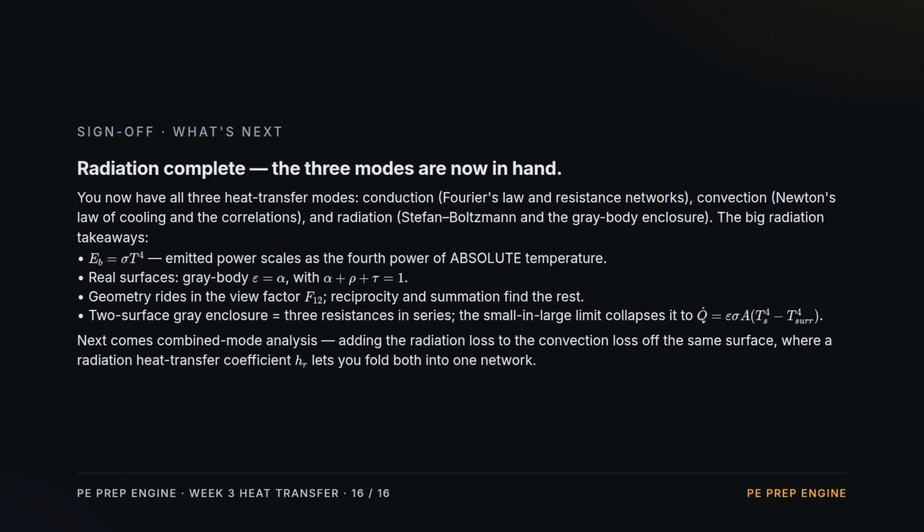Radiation complete. You now have all 3 heat transfer modes: conduction, convection, and now radiation with Stefan-Boltzmann and the gray body enclosure. The takeaways: emitted power scales as the fourth power of absolute temperature. Real surfaces are gray, and emissivity equal to absorptivity, with alpha plus rho plus tau equals 1. Geometry rides in the view factor, and the 2 surface gray enclosure is 3 resistances in series, collapsing in the small and large limit to epsilon sigma A times the difference of fourth powers.